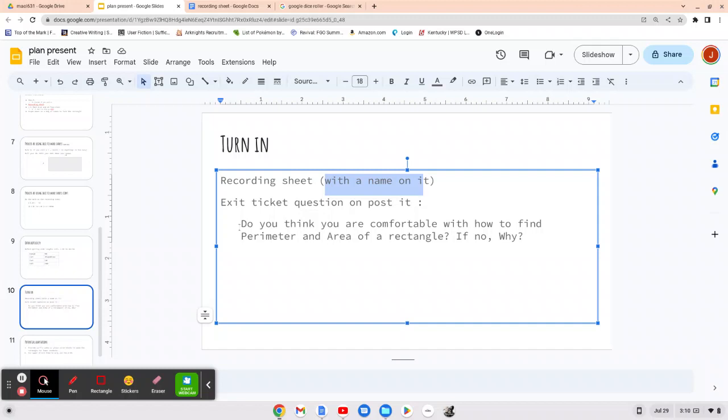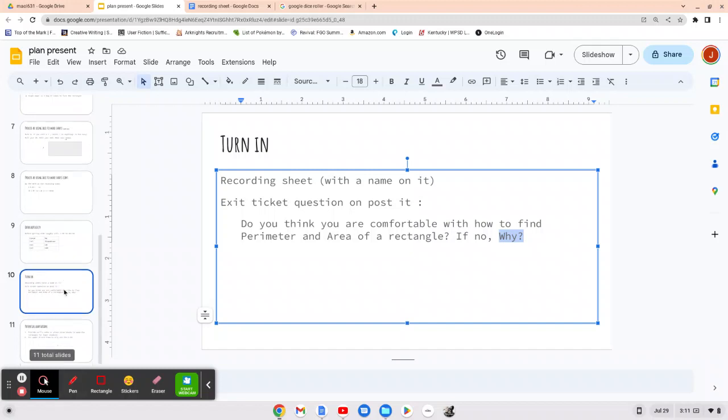My general one, since it is an RTI group: do you think you're comfortable with how to find the perimeter and area of a rectangle? If no, why? I use this usual setup for my RTI group because I need to know if I need to stay on this topic for a bit until they get it.